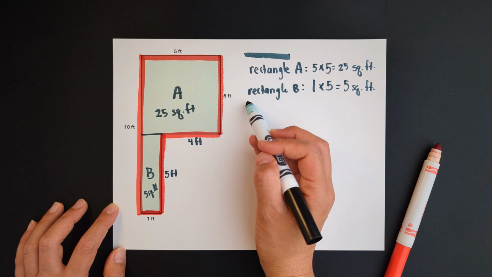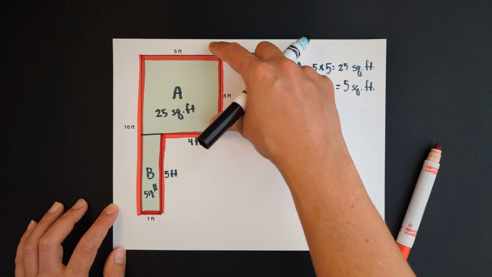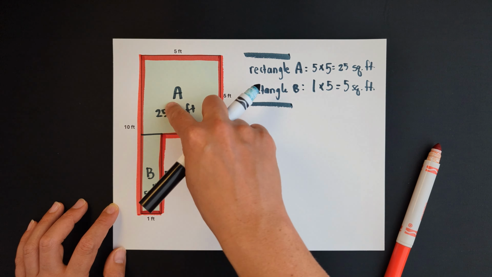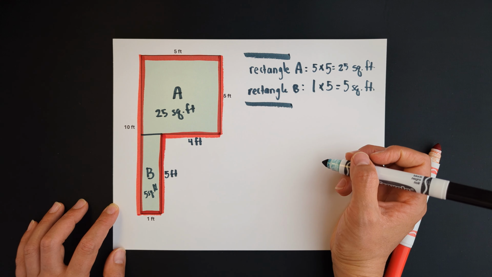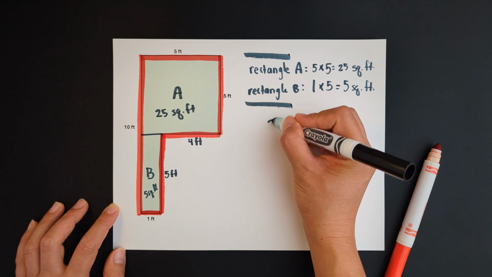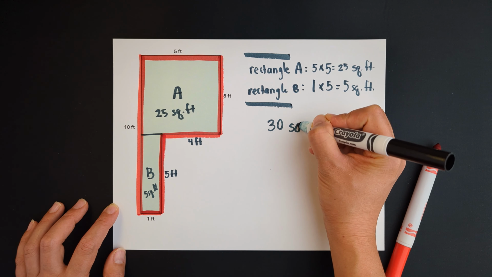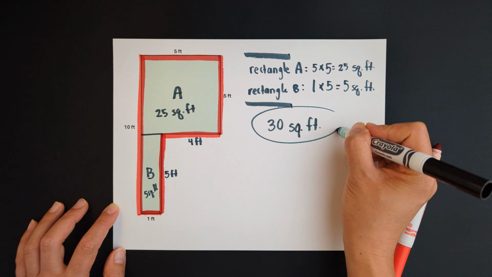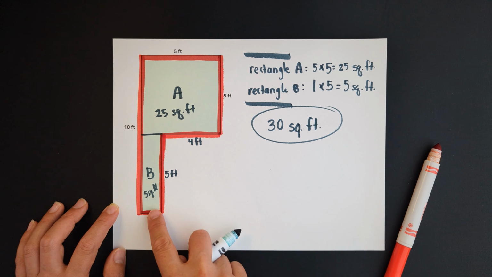And then my last step is to add them together. So add A and B together to figure out the whole, or the composite area. So I have 25 plus 5, which is equal to 30 square feet. And that is my total area for the composite figure.